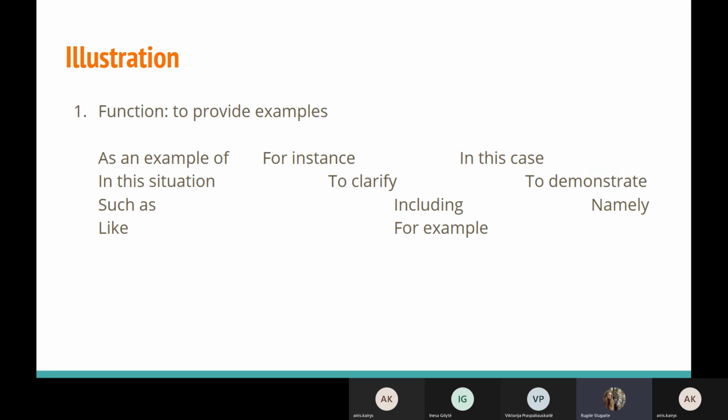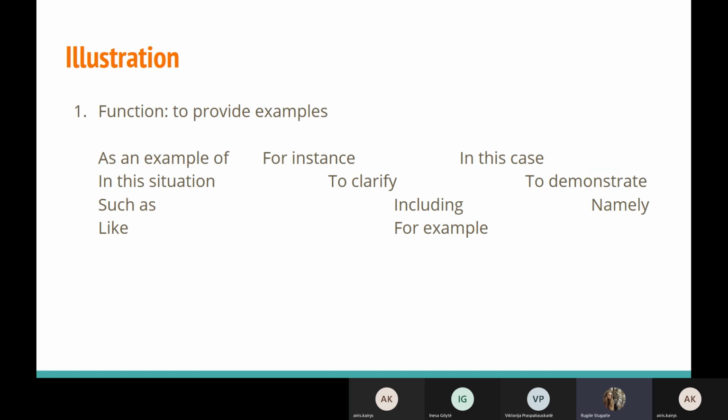And the other one is illustration linking words, and they are used to provide examples, and they are really useful ones because in your essays, I am not really sure about letters, but in essays, it is really good to provide examples, even if you think of them. It's really useful, and that might get you some extra points.